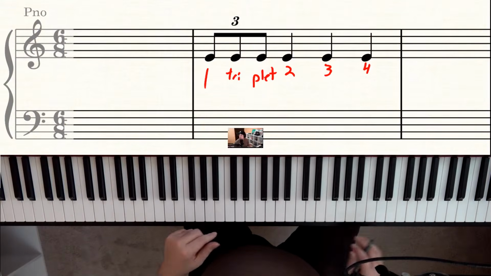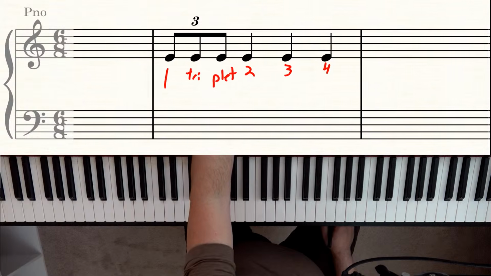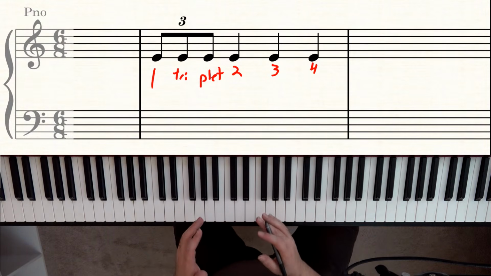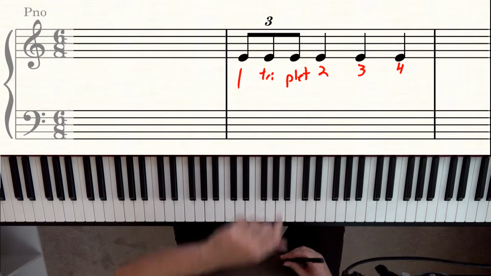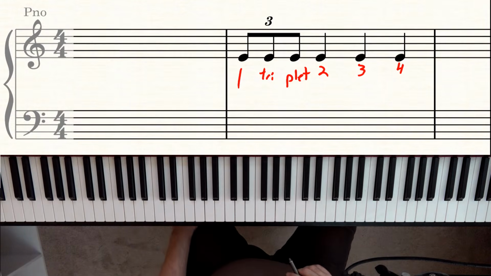Okay. So let's show you triplets. So here we have a triplet followed by 3 quarter notes. Now, when we were talking about these notes before, wait, let me see here. Is this in 6/8 or 4/4? Let me change something real quick. There it is. There we go.